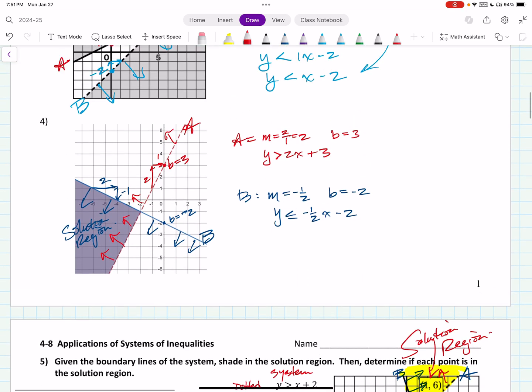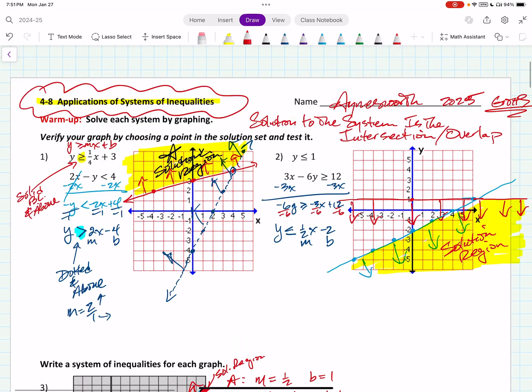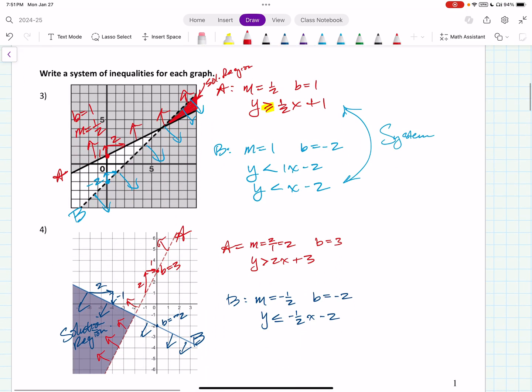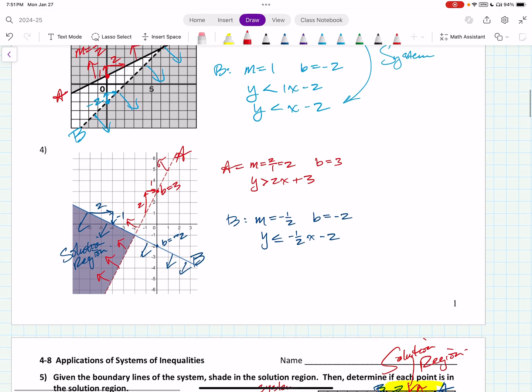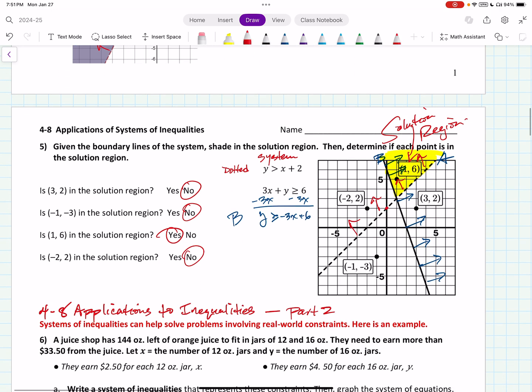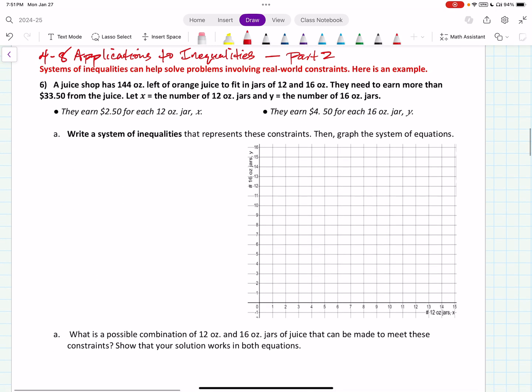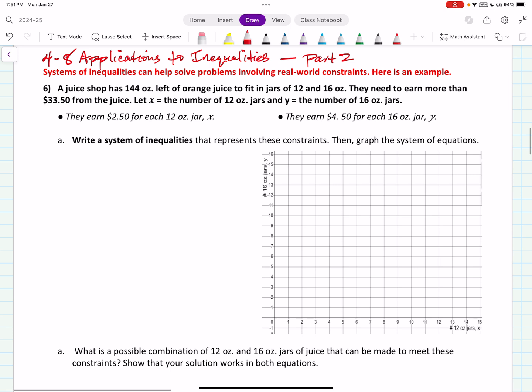In the first part, I solved all these problems here, going over the basics of systems of inequalities. Here in numbers 3 and 4, finding the system given the graph, which is the opposite process. And then I also did number 5. I talked about that as well. So here, we're going to solve a couple word problems, which is the application of inequalities. So let's read through it and let's go for it.